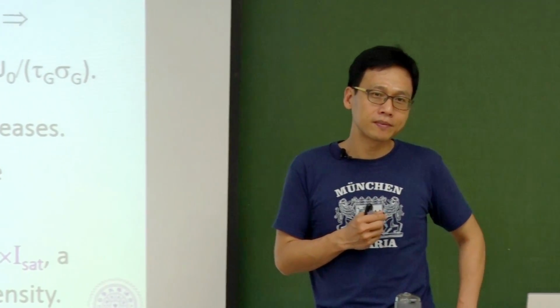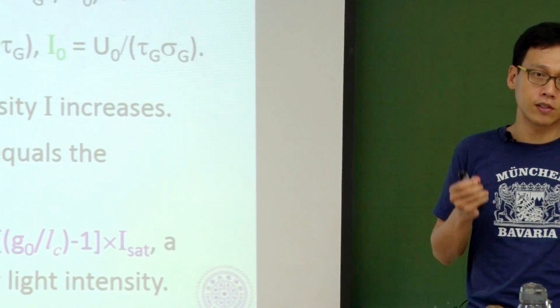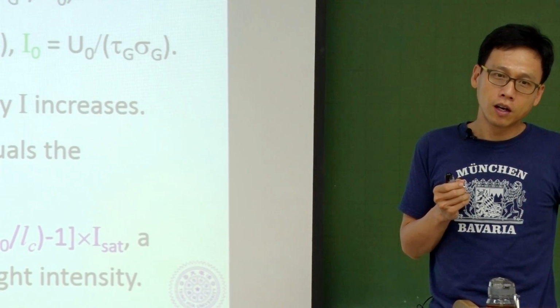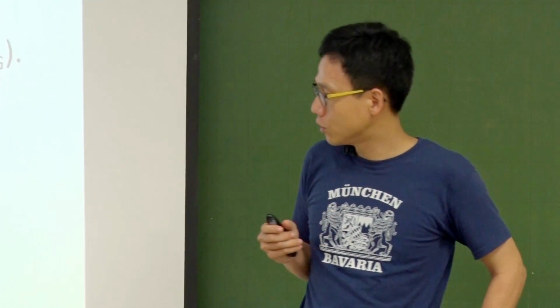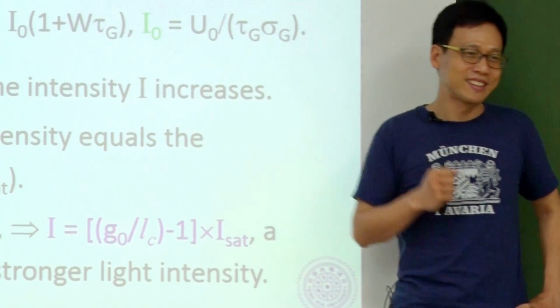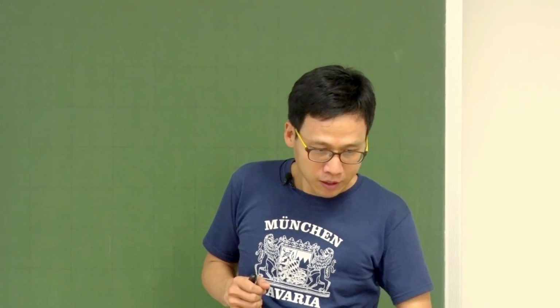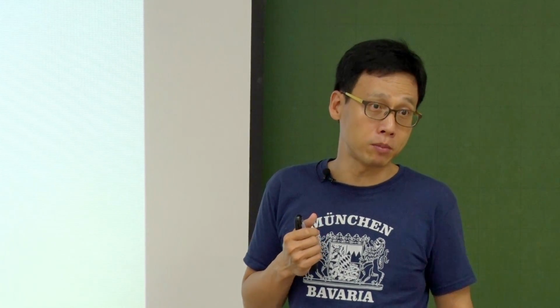Okay? And as I mentioned, saturation intensity is a good indication about the light intensity you can have in steady state. You can hardly imagine this is a big number, right? Good. But the central issue is, what is the steady state intensity given we know all the parameters, system parameters?